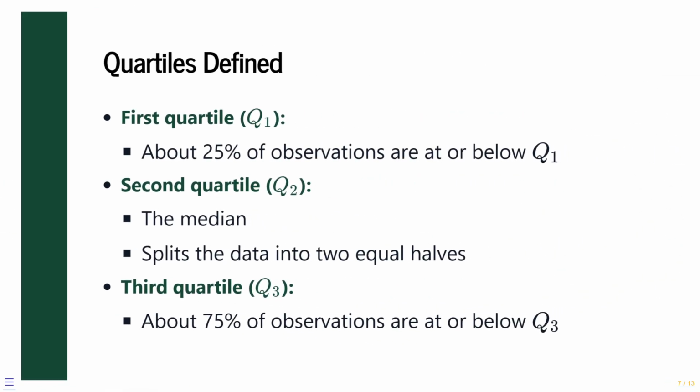The first quartile, Q1, marks the value below which about 25% of observations fall. The second quartile, Q2, is the median. The third quartile, Q3, marks the value below which about 75% of observations fall. Together, quartiles describe how data are distributed across the middle of the dataset.